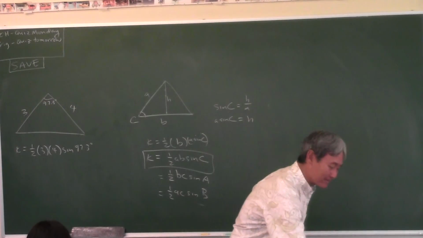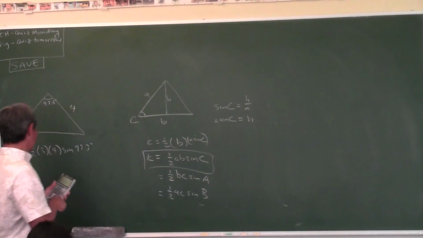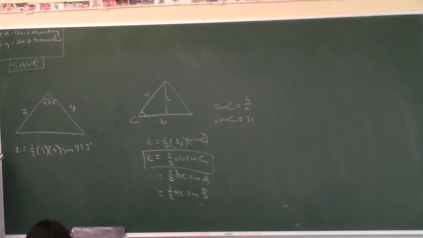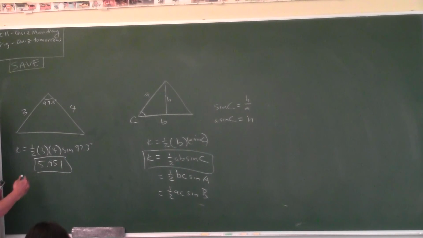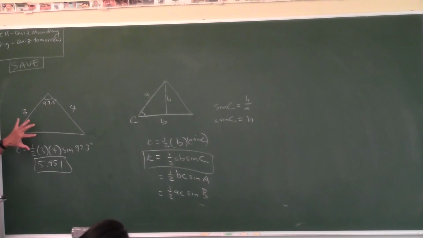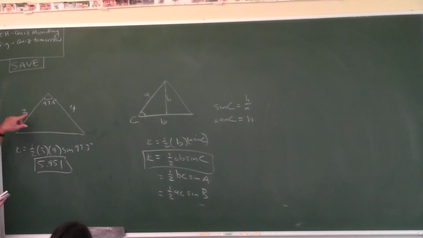Okay, so let's do it. Make sure your calculator's in degree mode, and it should be, so you punch this in. I get 5.951 square units. This is an area, so it's square units. So there's only two kinds of problems you're gonna get tonight. Either you're gonna know all three sides, then you use Heron's formula, or you're gonna be given two sides and an angle in between them.